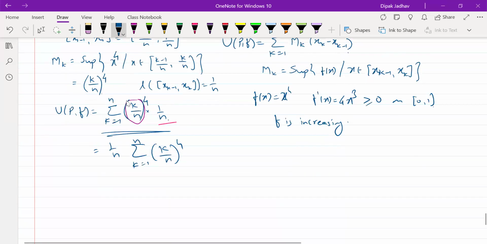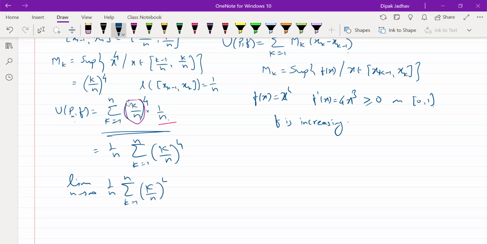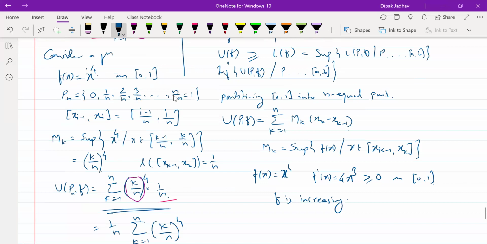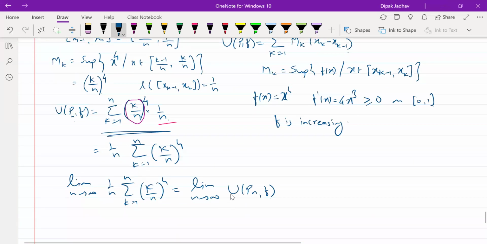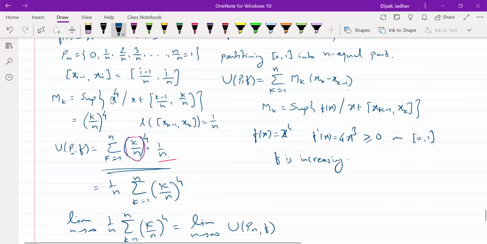Now I want its limit. So limit n tends to infinity of 1 by n summation k from 1 to n of (k by n) raised to 4 will be equal to limit n tends to infinity of U_Pn of f, the upper sum of the function f with respect to partition P suffix n, where P suffix n is this specific partition. So if I take limit n tends to infinity, what will happen to this partition?